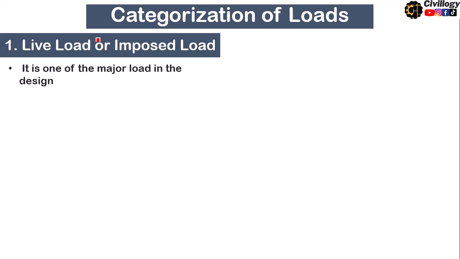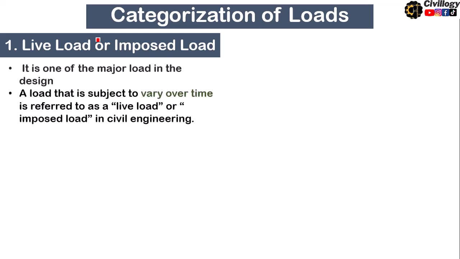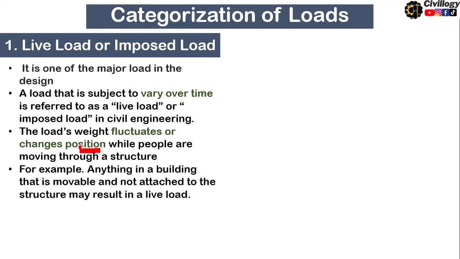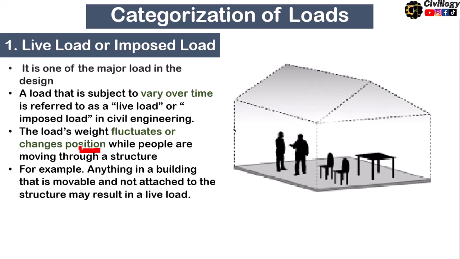It is one of the major loads in the design. A load that is subject to vary over time is referred to as live load or imposed load in civil engineering. The load's weight fluctuates or changes position while people are moving through a structure. For example, anything in a building that is movable and not attached to the structure may result in a live load. As you can see over here, people and furniture result in live load.